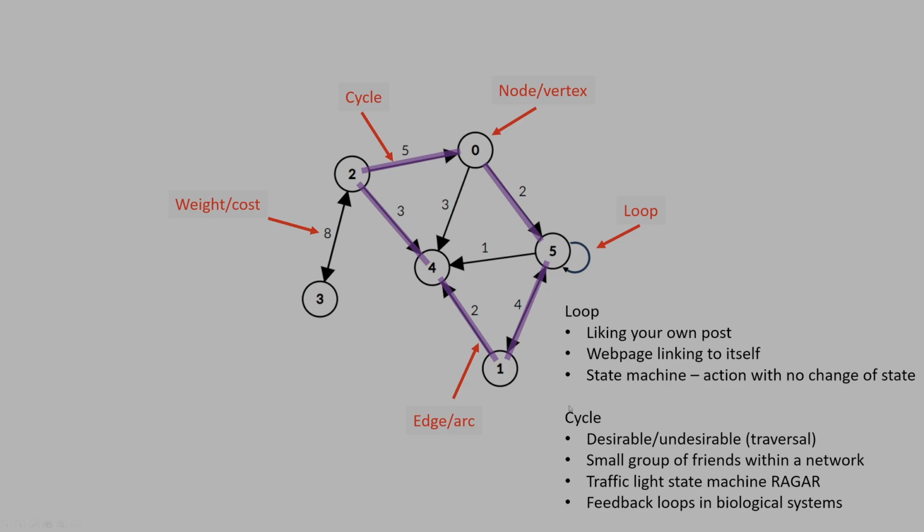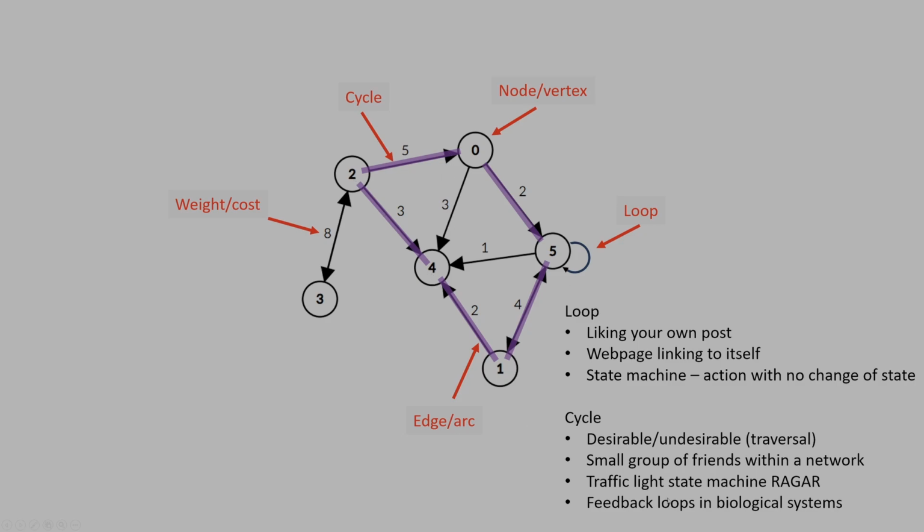So cycles, well, cycles are equally desirable and undesirable. If we're trying to traverse this graph, we could end up in a loop, and so we end up stuck, not able to traverse this graph. But we could also use it to look at obtaining information such as small groups of friends within. So this is a kind of a network within the larger network.